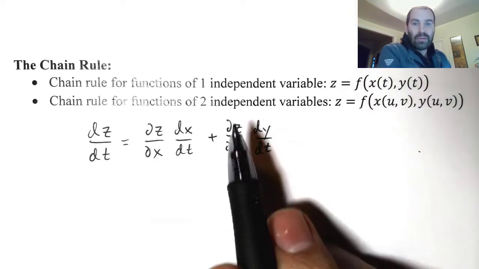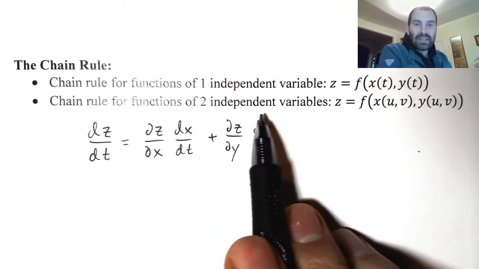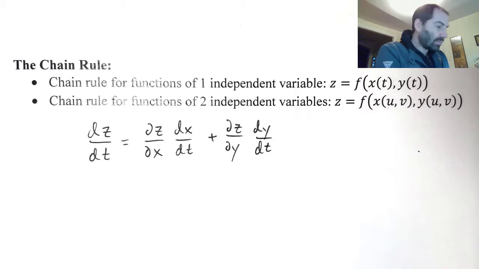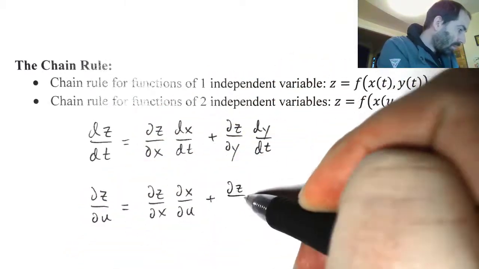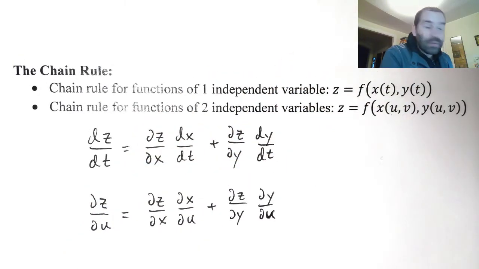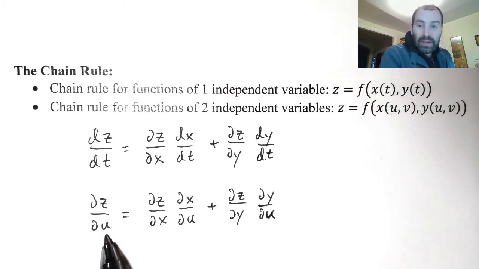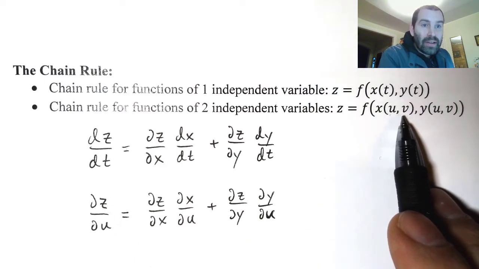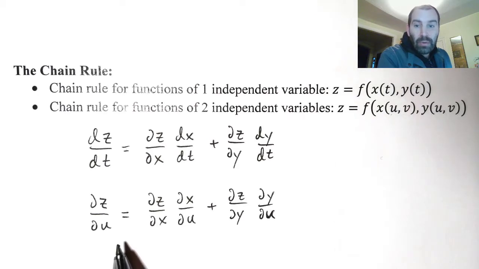Okay, so that's for the first case here. Now let's look at the second case, where we have two independent variables, u and v. Okay, so there are two possible derivatives I can differentiate z with respect to. Z could be differentiated with respect to u or v. Okay, I'm just going to start with u. We'll do v next, but let's just do one at a time.